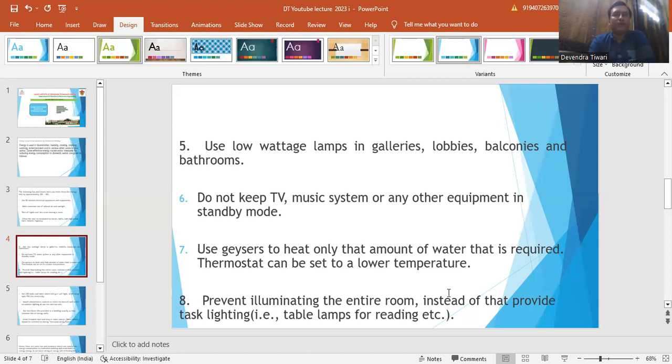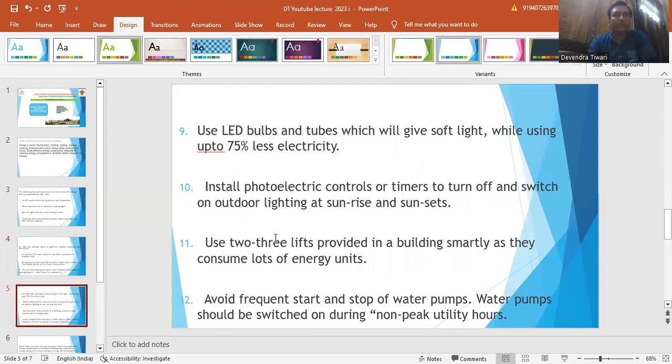Number next is prevent illuminating the entire room. Instead of that, provide task lighting. So suppose we have only the task of studying there, so we should not go for illuminating the entire room. We should go for a table lamp, etc. So this is called task lighting.